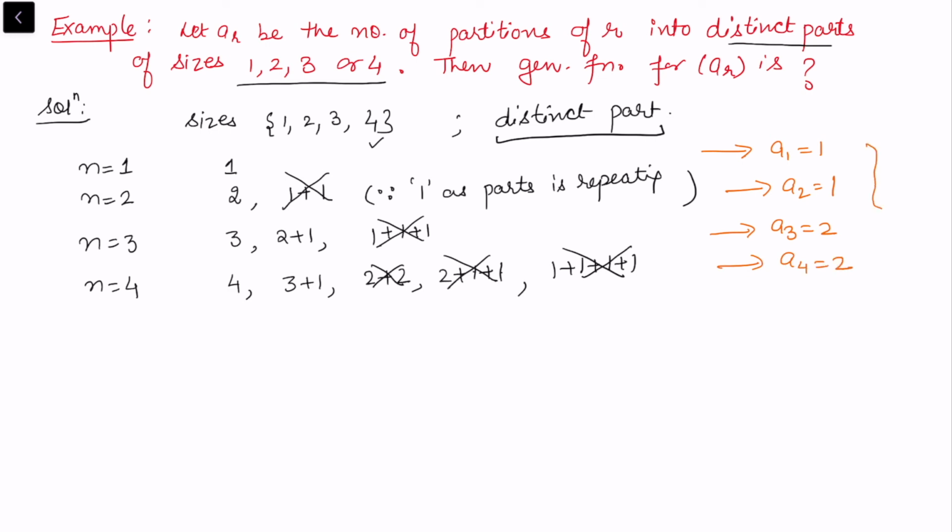So you can see how this number changes. Depending upon various restrictions on the partition, the number changes. And so you can find it for n equal to 5.